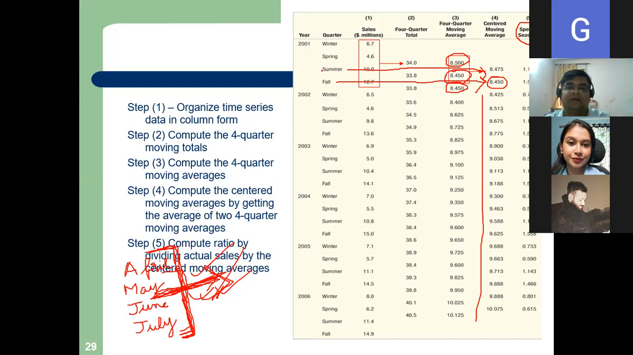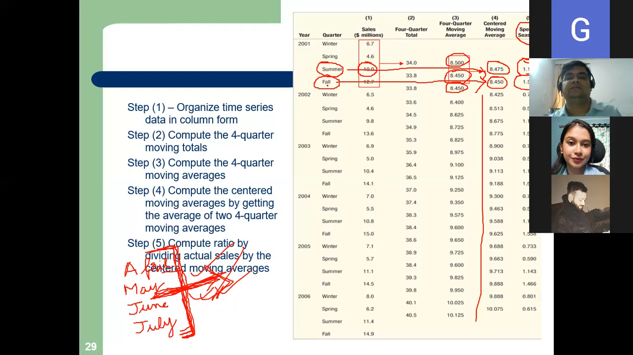Now in this summer, all of you pay your attention. In this summer, what is the actual sales? 10, right? 10 divided by what is the centered moving average? This one, 8.475. This is 1.18. This is called the specific seasonal index. For which month? For summer. In this way, we have to calculate specific seasonal index for fall.